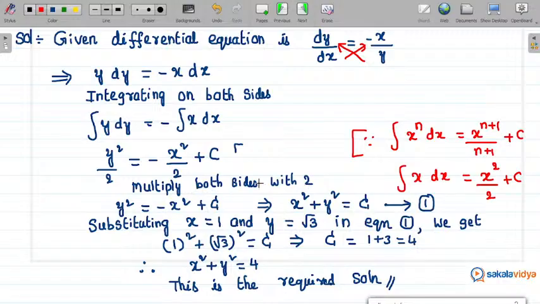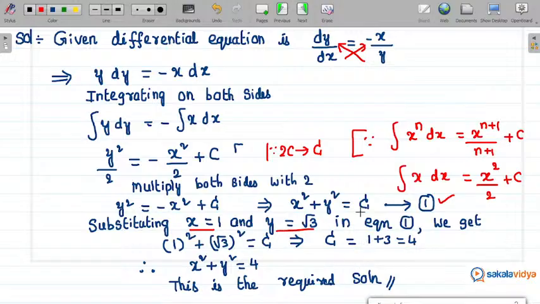Multiply both sides with 2. So, we get 2 into y square by 2, y square is equal to 2 into minus x square by 2, minus x square plus 2c. Only you will be getting here 2c. 2c means just c, a mere constant. So, now instead of 2c, c we have written. Now, bring minus x square this side, x square plus y square is equal to constant, say equation 1, this is the general solution. But substituting x is equal to 1 and y is equal to root 3 in equation 1, we get 1 square plus root 3 square is equal to c. So, c equals 1 plus root 3 square is 3, so 4.